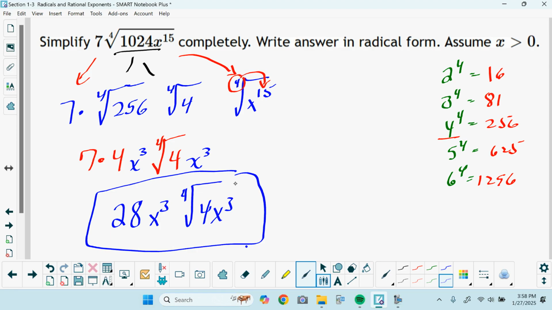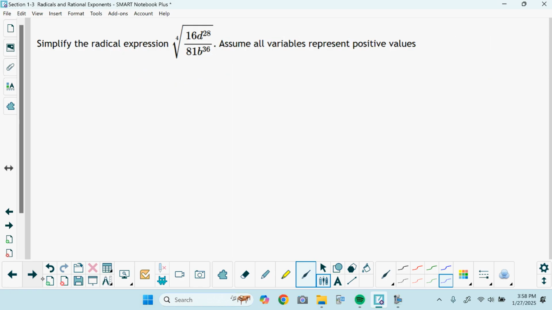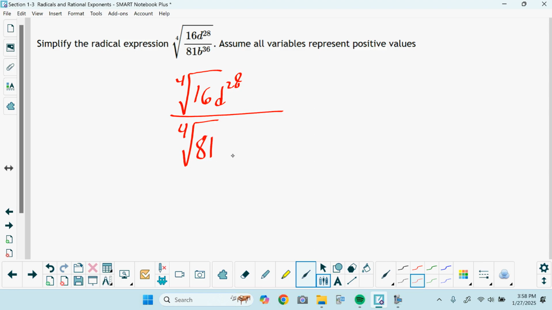Now, again, make sure you have that written down and keep it on an index card. Your perfect squares, perfect cubes, perfect fourth powers, right? Now let's look at this one. We are looking at, and I'm just going to go ahead and split it, the fourth root of 16 d to the 28 over the fourth root of 81 b to the 36. All right, so you should see right off, if you look at your perfect fourth powers, that these are perfect fourth powers.